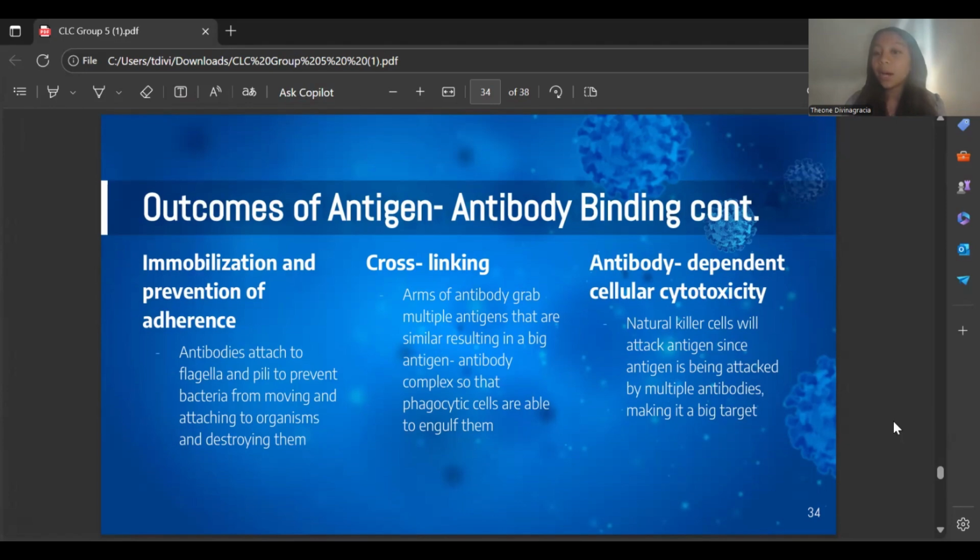Lastly, we have antibody-dependent cellular cytotoxicity. Natural killer cells will attack antigen since antigen is being attacked by multiple antibodies, making it a big target.